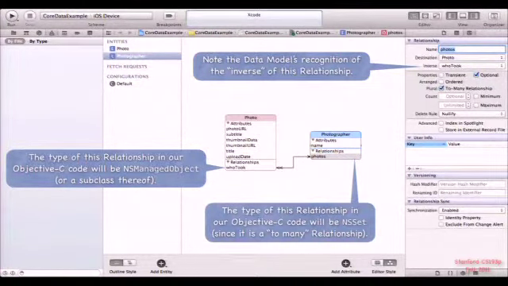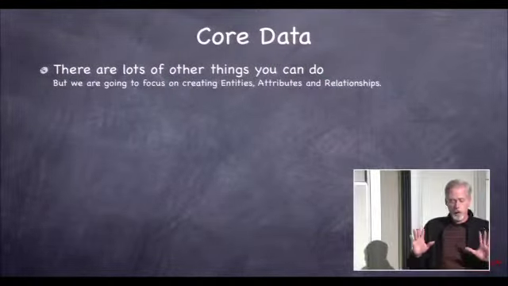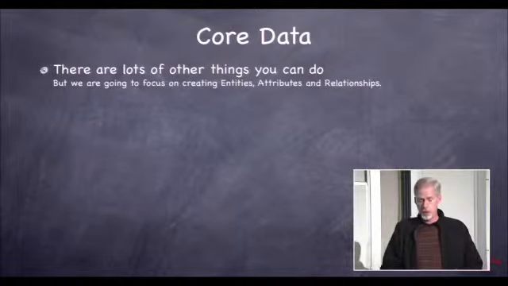That make sense? Remember NSSet from back when we talked about Foundation? It's just a pile of objects, right? It's unordered, it's not an array. It's an NSSet, right? It's just an unordered pile of objects. Okay, so that's what the type is going to be in our code. All right, so there's lots of other things you can do in Core Data, but we're going to focus on entities, attributes, and relationships and what you can do with them. All right.